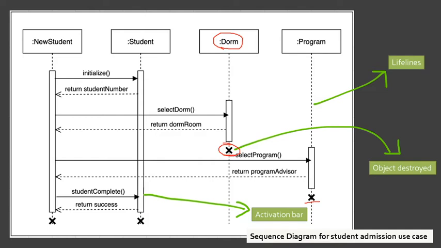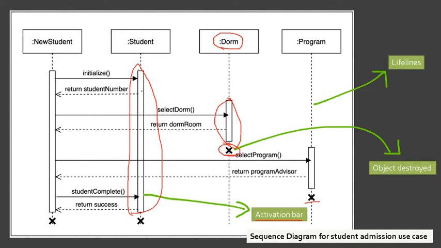Next, we have the activation bar. The activation bar is placed on top of the lifeline. It is used to indicate that an object is active or instantiated during an interaction between two objects. The length of the rectangle, this activation bar, indicates the duration of the object while staying active.